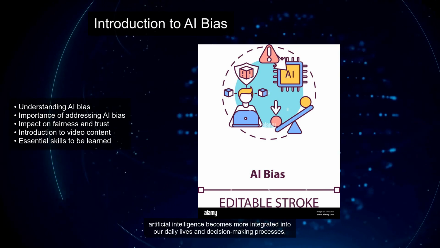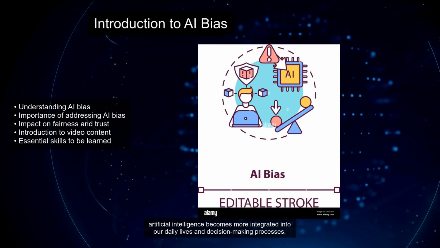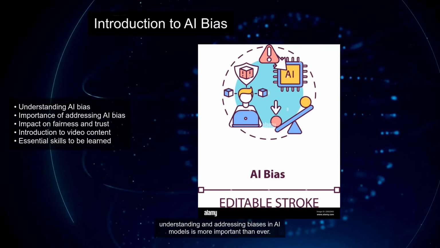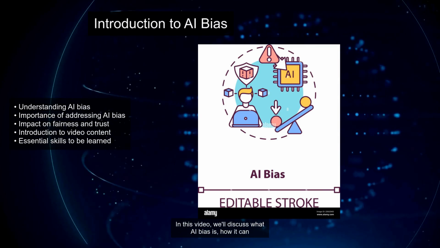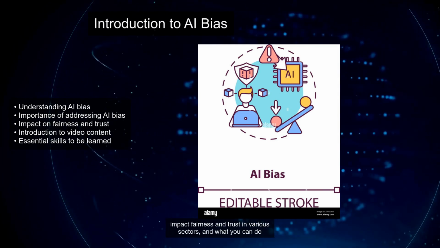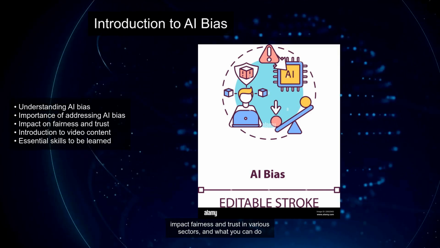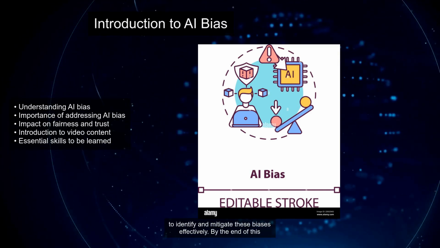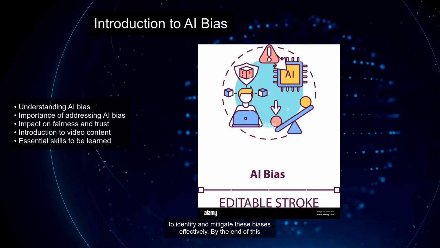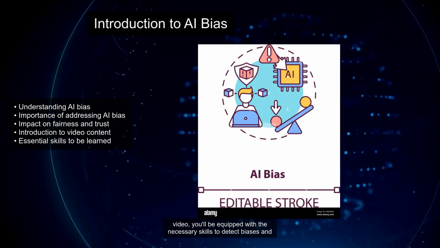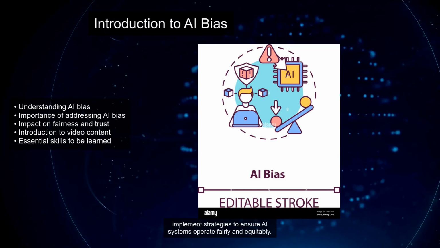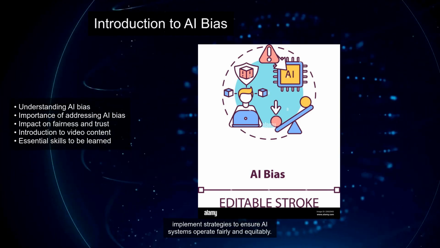As artificial intelligence becomes more integrated into our daily lives and decision-making processes, understanding and addressing biases in AI models is more important than ever. In this video, we'll discuss what AI bias is, how it can impact fairness and trust in various sectors, and what you can do to identify and mitigate these biases effectively. By the end of this video, you'll be equipped with the necessary skills to detect biases and implement strategies to ensure AI systems operate fairly and equitably.